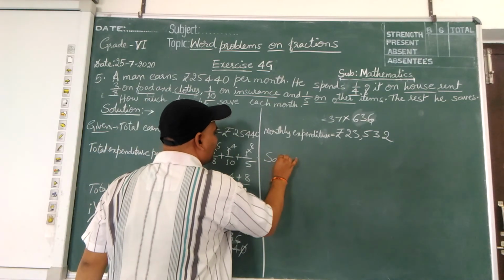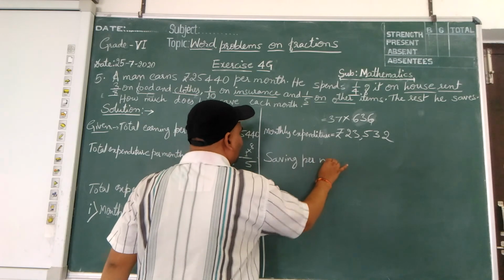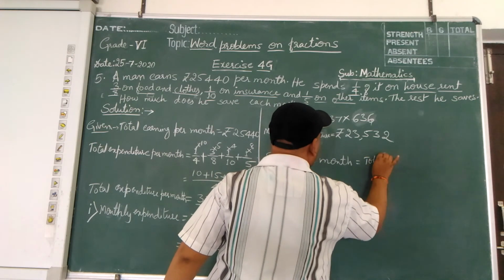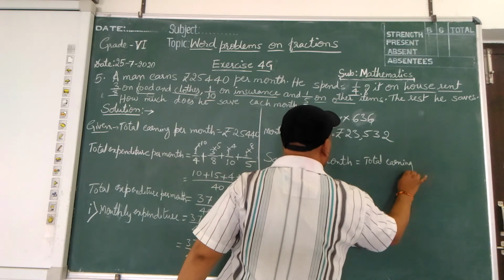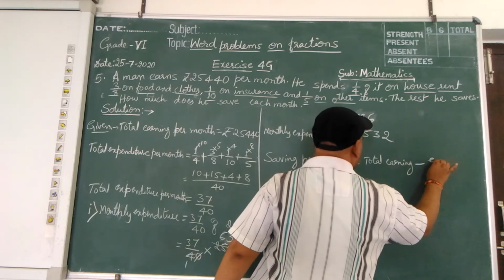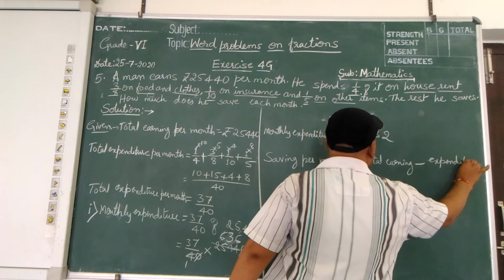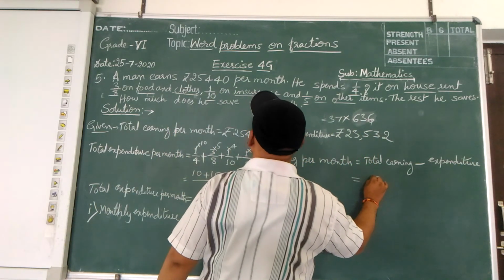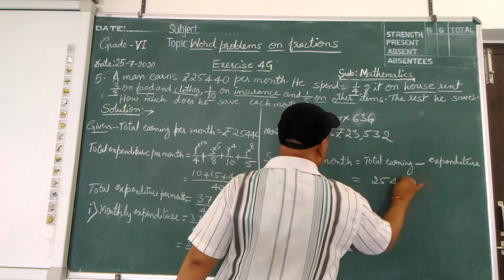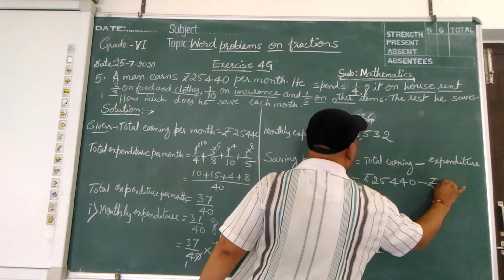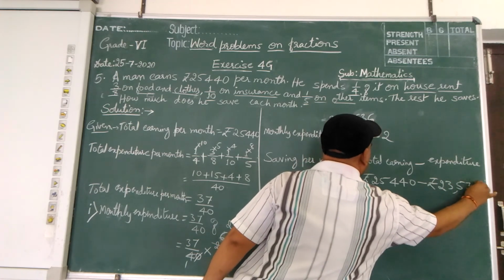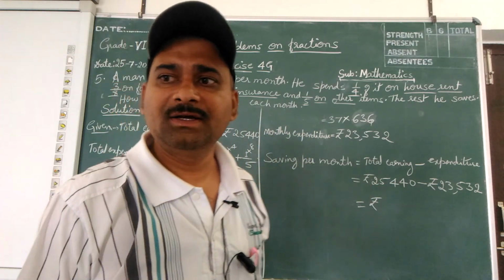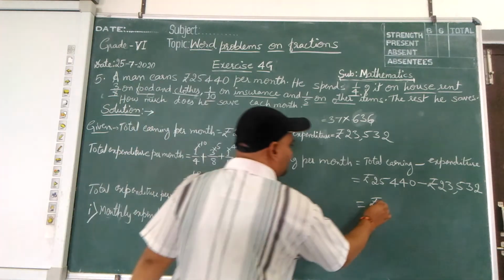So saving per month: easily we can get it as total earning minus expenditure. Total earning is 25,440 minus the expenditure we just got, 23,532. When you subtract both, you will get 1,908. He saves 1,908 rupees.